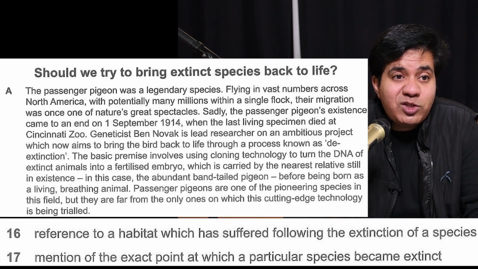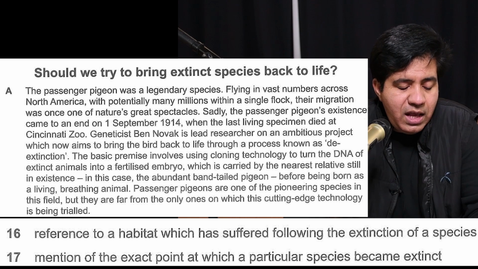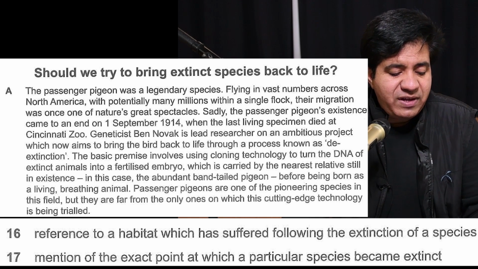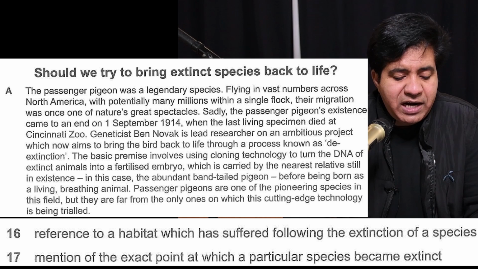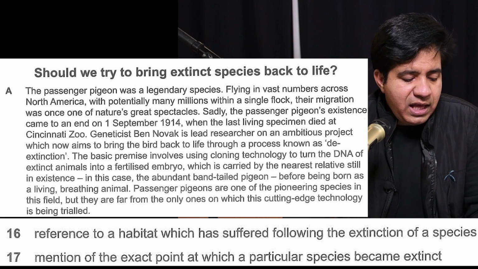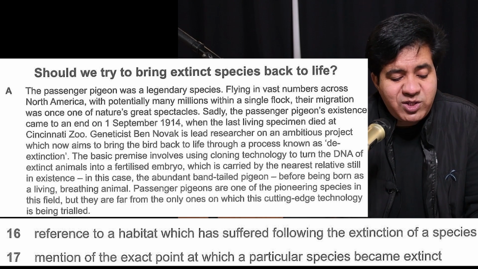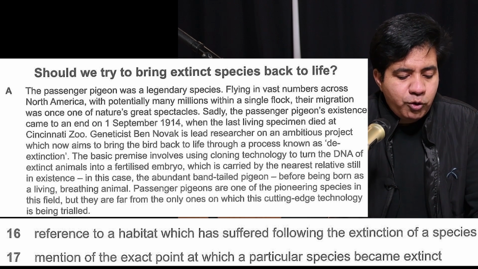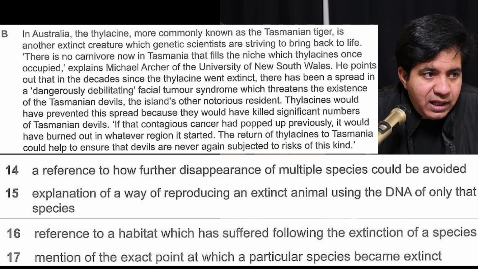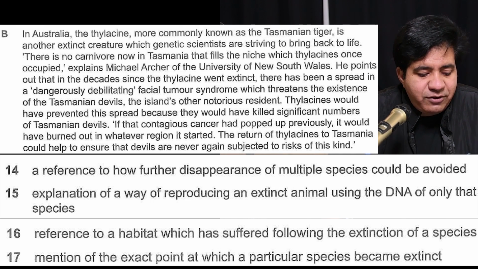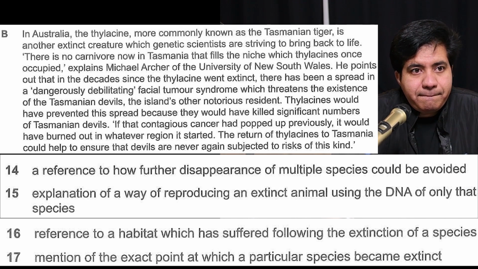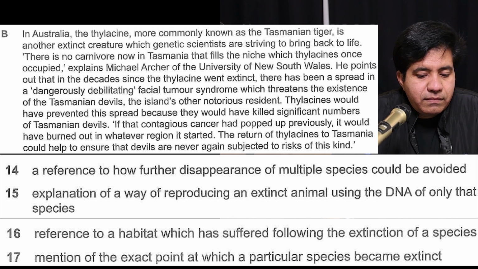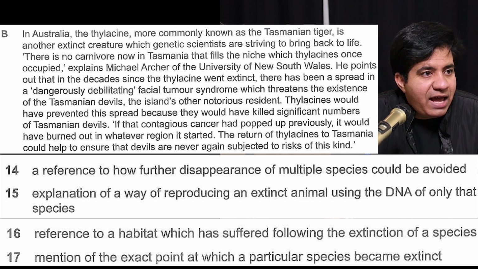Now we are left with two questions. 14 is reference to how further disappearance of multiple species could be avoided, and 16 is reference to a habitat which has suffered. So please go through paragraph B quickly. I give you a minute for that. And you have to play very safe. Now many paragraphs will have no answer.